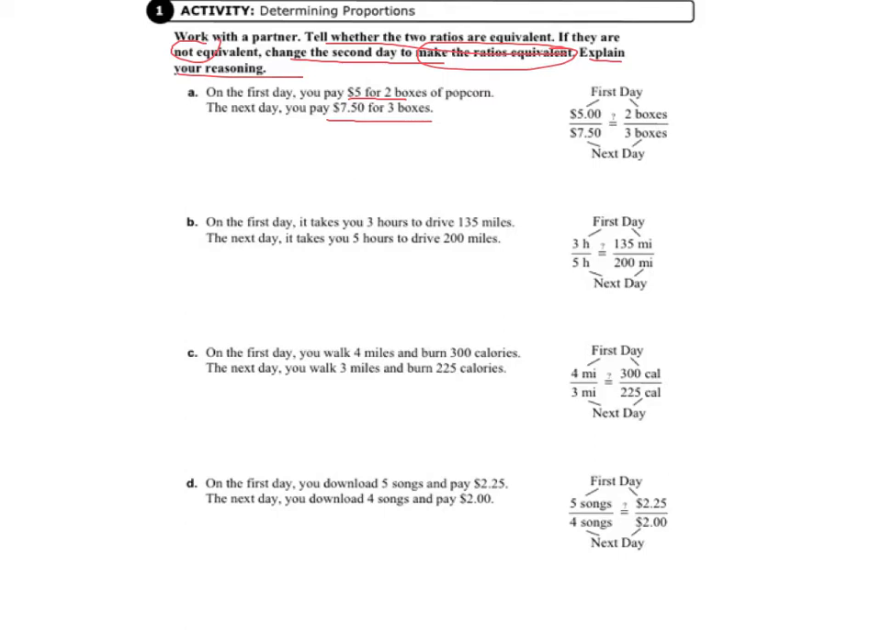So one way to find out is to divide $5 by 2, and when we do that, we get $2.50 per box. And then if we paid $7.50, we would divide that by 3, and when we do that, we also get $2.50 per box. So they are equivalent.